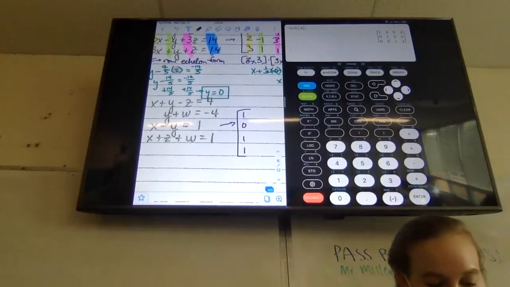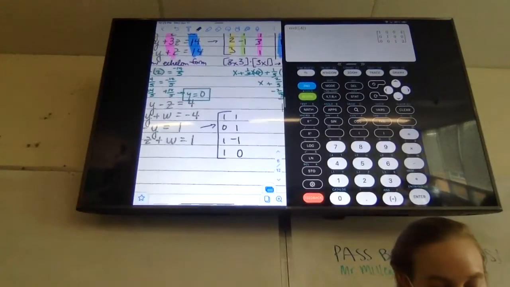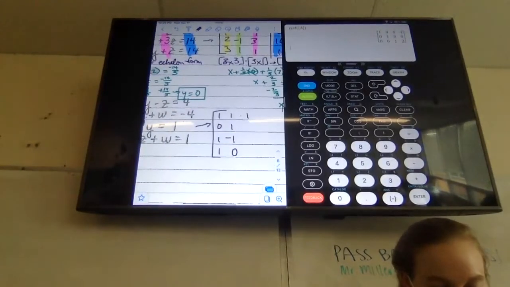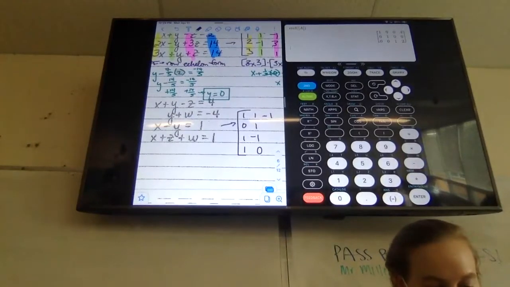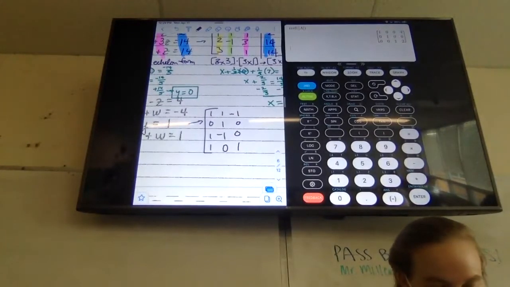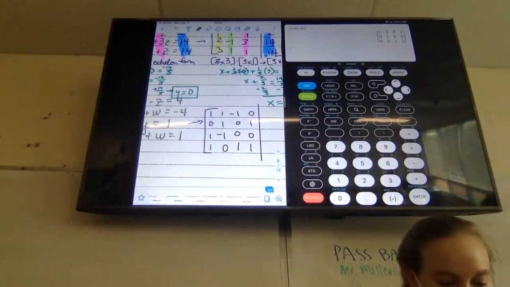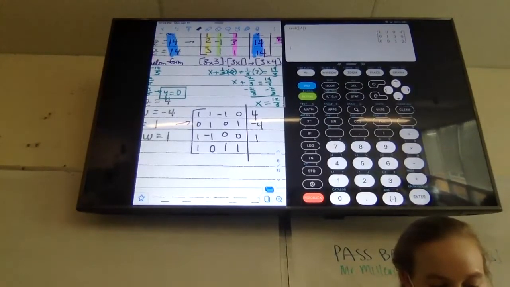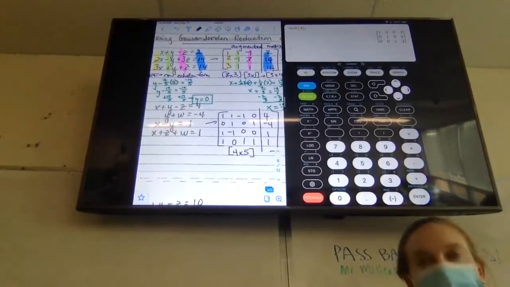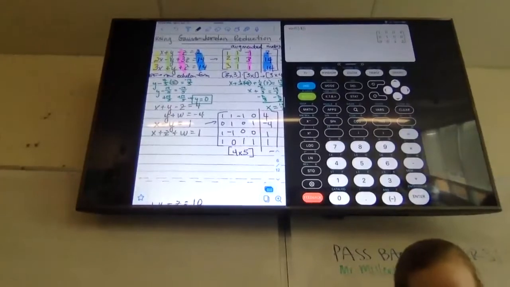0, 1, 1, 1, 1, negative 1, 0, negative 1, 0, 1, 0, 0, 1, and 0, 1, 0, 1. My answers are 4, negative 4, 1, 1. So as Jake reminded me, it's a 4 by 5. Double, triple, quadruple check your equation, and then I want you to enter it in the calculator.